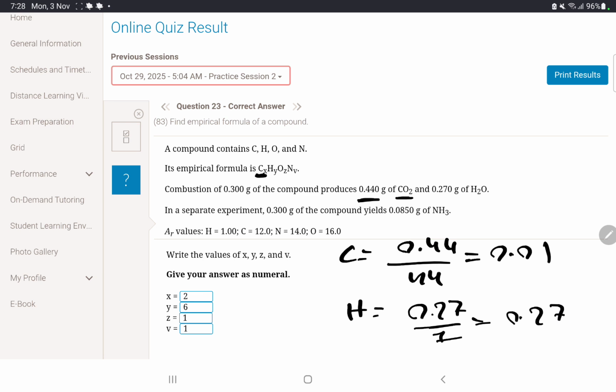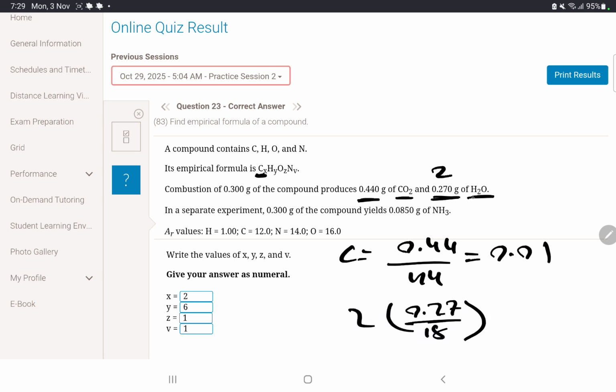Keep in mind, sorry, I got confused. Keep in mind that this 0.27 is for H2O, and since there are two H's and we only want H, we're gonna multiply this by 2. So we go 0.27 divided by the molar mass of H2O, which is 18, all multiplied by 2, because there's H2 here. What do you get? 0.03.